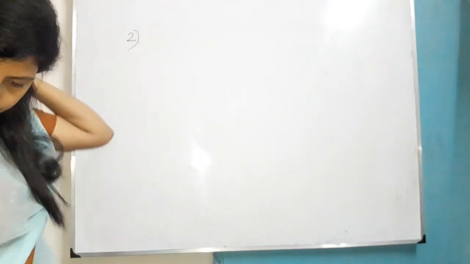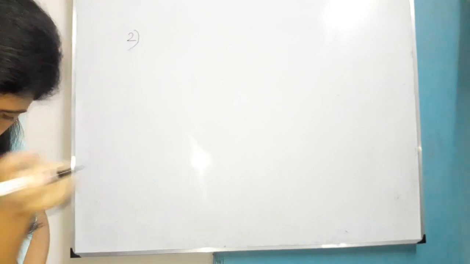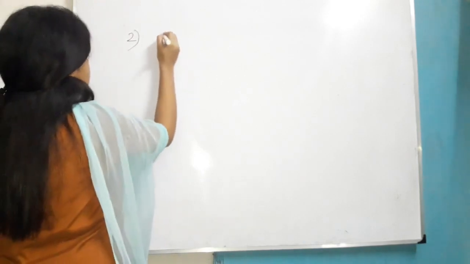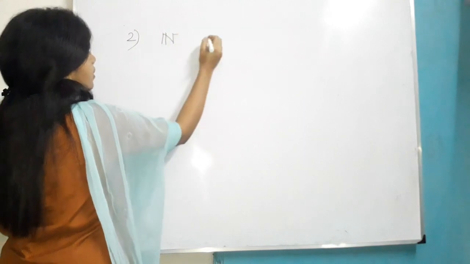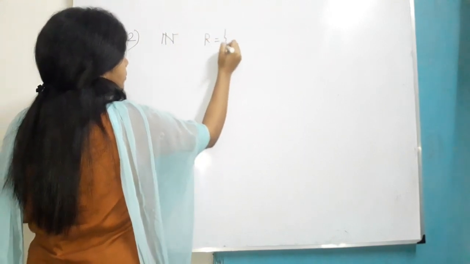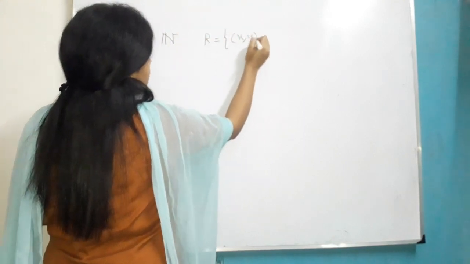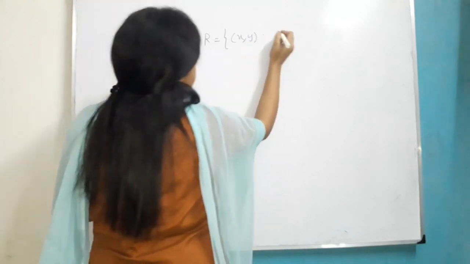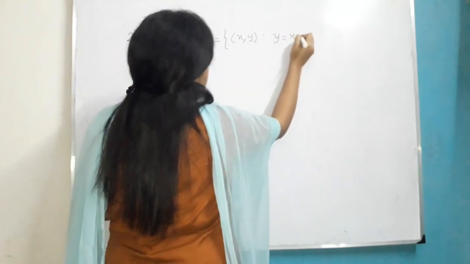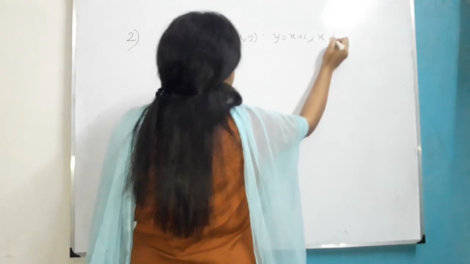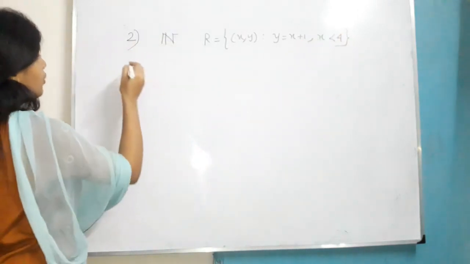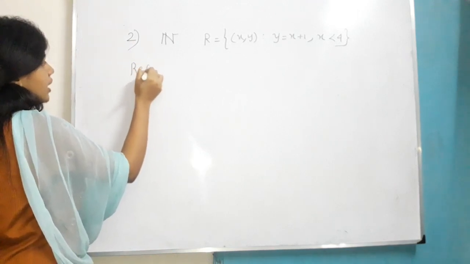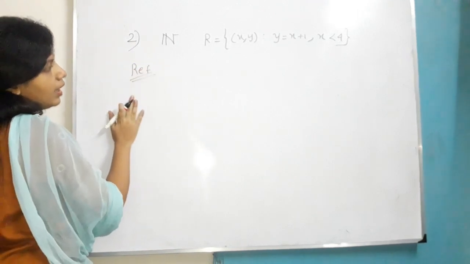Number 2, the set is natural number and the relation is xy such that y equals x plus 1, x less than 4. Now number 1, just like previous, I will check first reflexive.